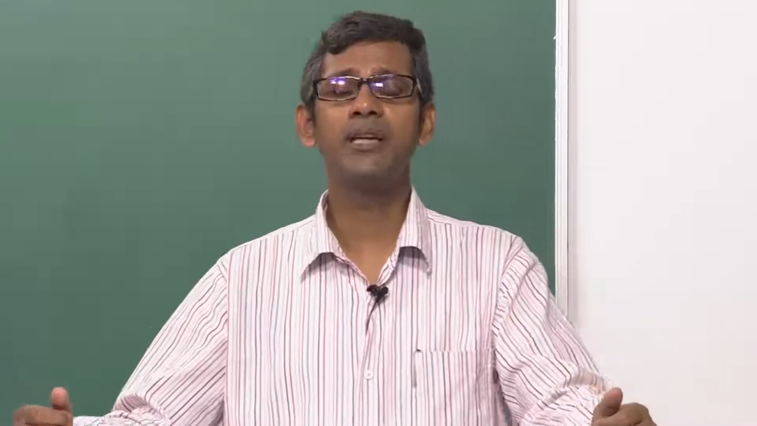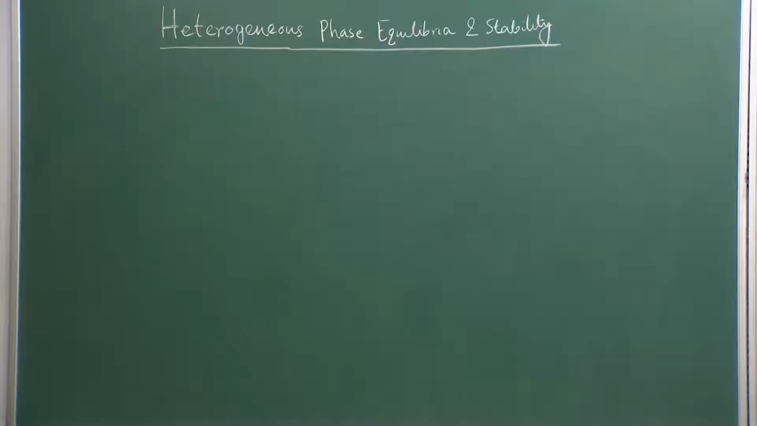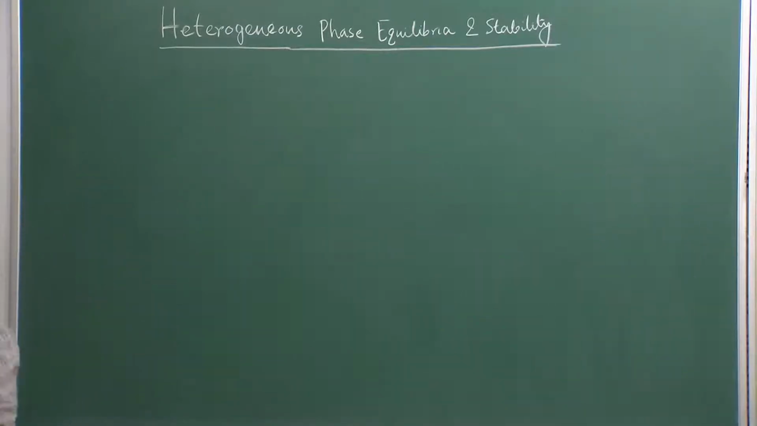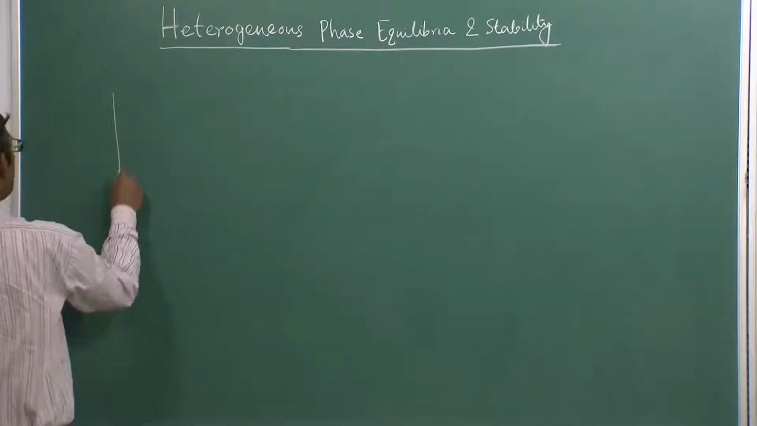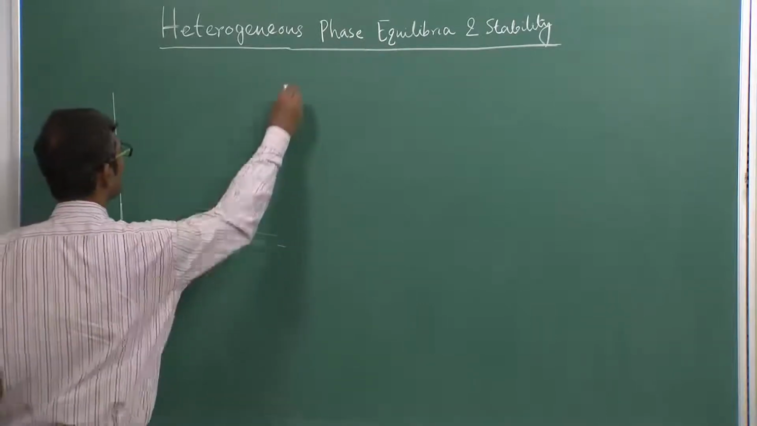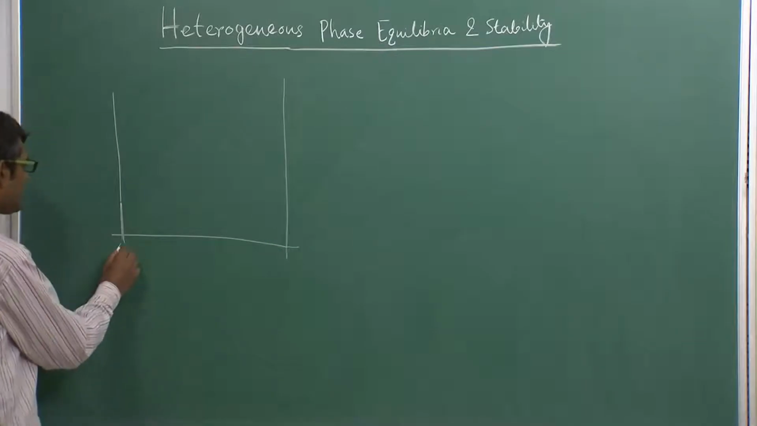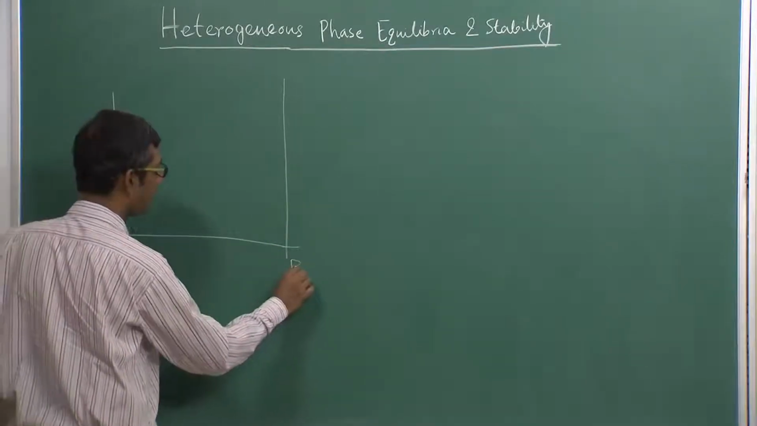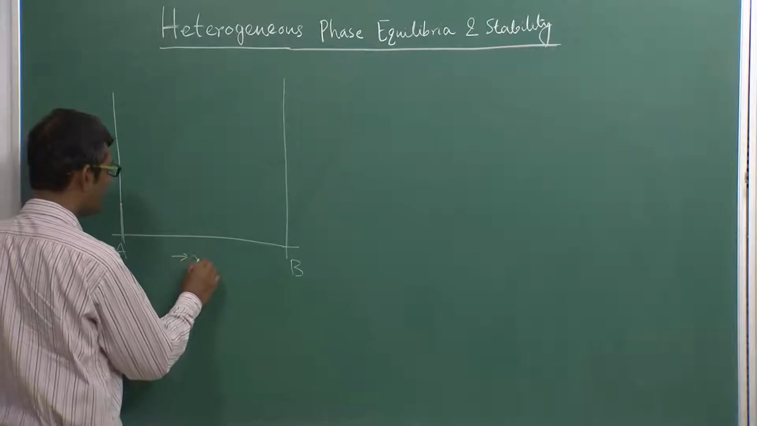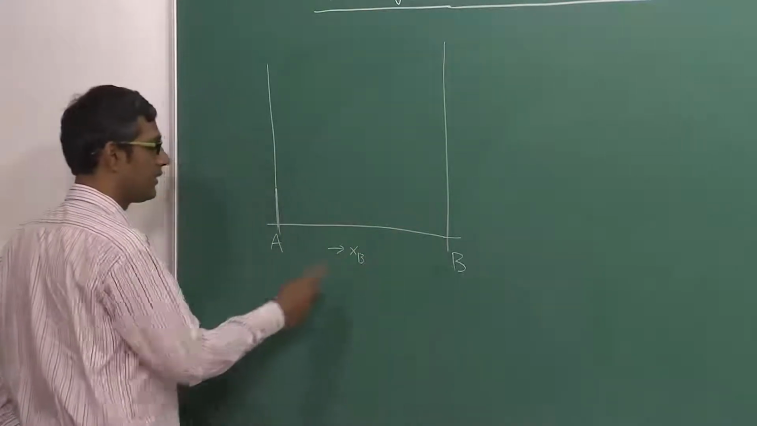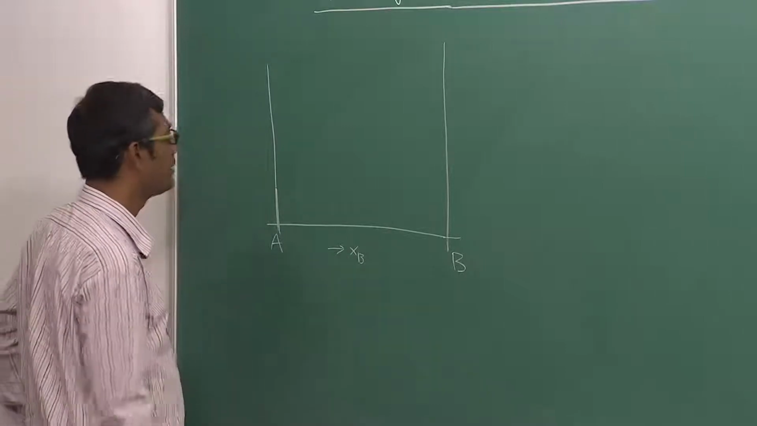Now if I simply consider A and B mixed together, and if I go to the board just for the sake of understanding, suppose I have A and B and I am drawing this diagram, which will be common for all your discussions. So this is the A end, this is the B end, and this is how B increases from 0 to 1. This is the fraction of B in the alloy.